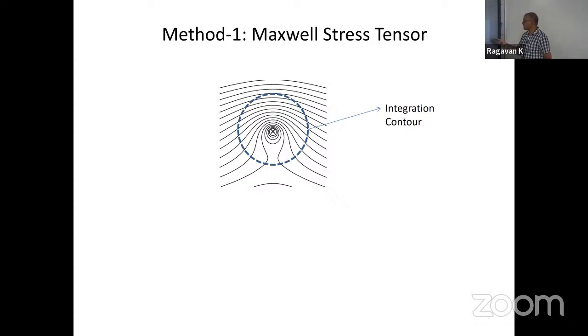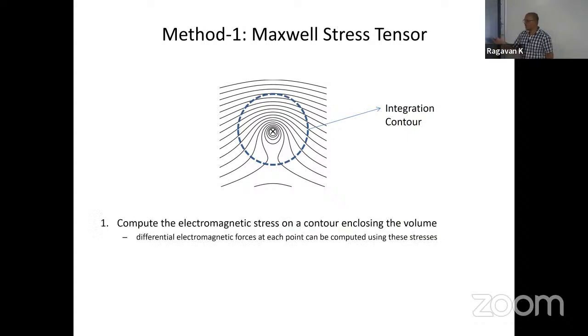We will be doing this approach on this example. We need to take a contour around the object of interest and compute the electromagnetic stress on that contour. This contour can be anywhere. It need not be at a certain distance. The only thing is it should not intersect the two sources, right?